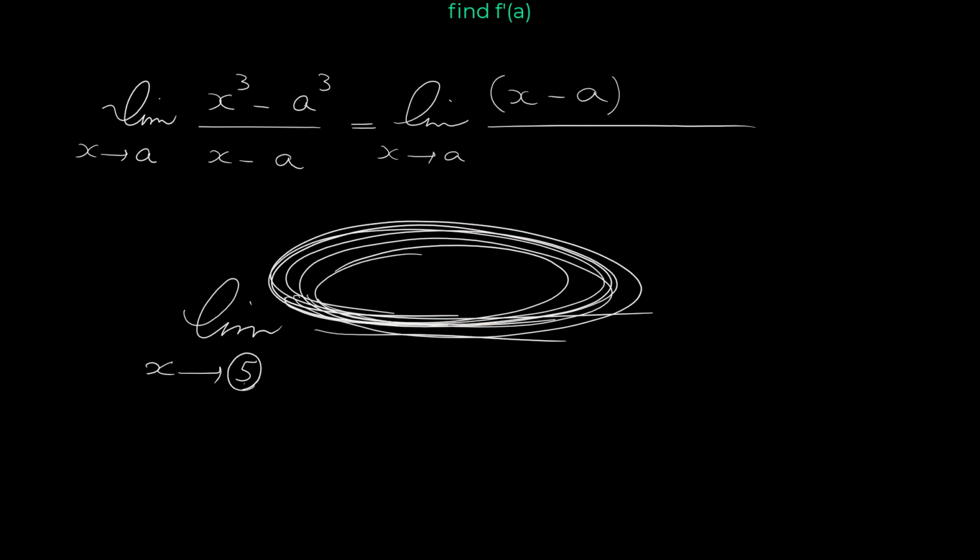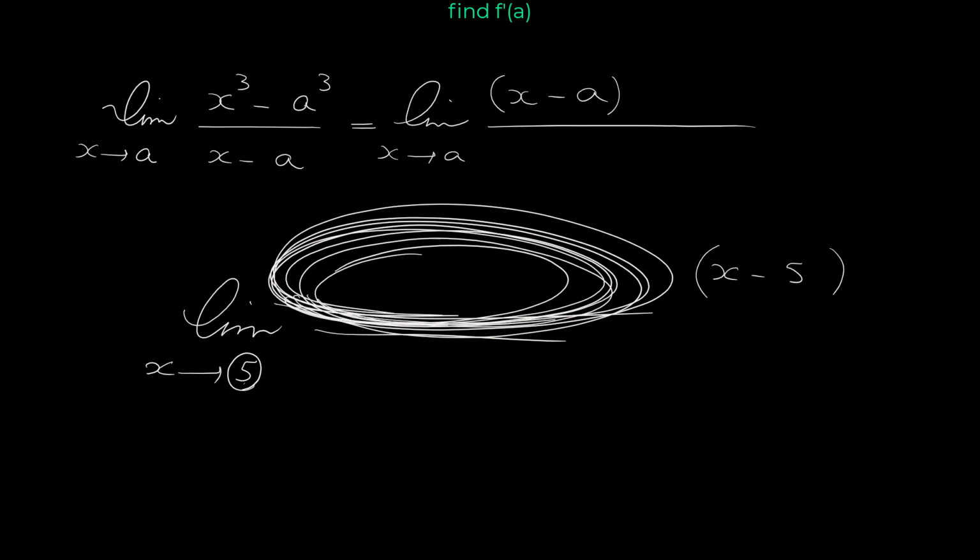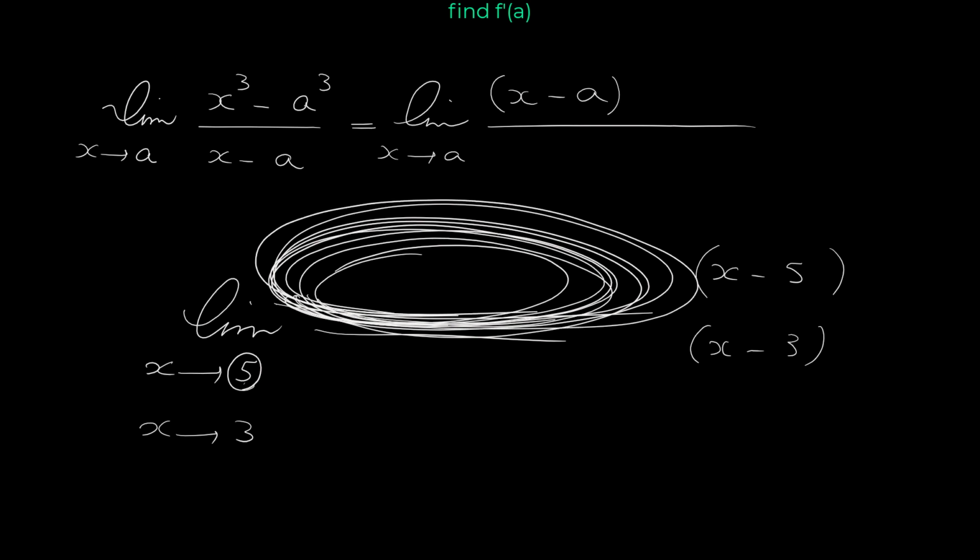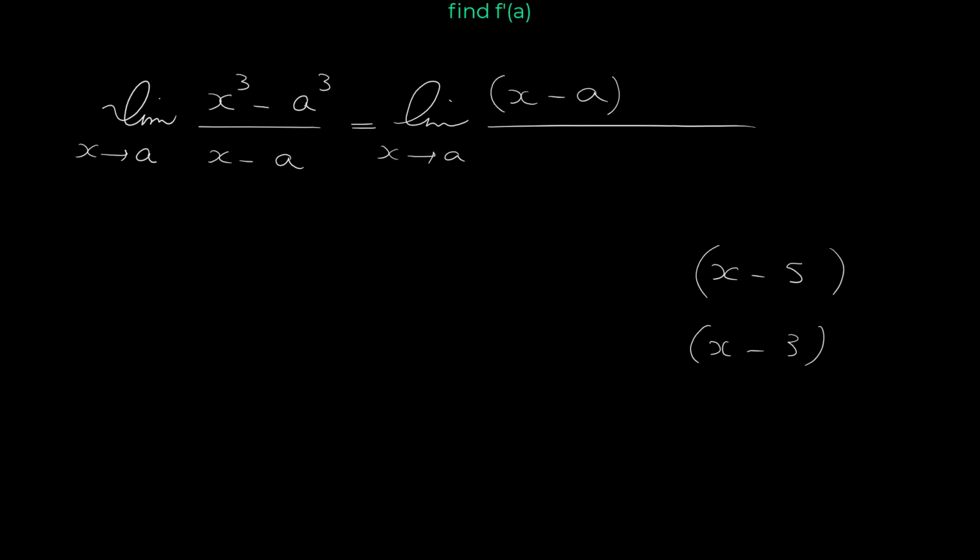When you get 0 by direct substitution, this means that this polynomial, if you want to factor it, has x minus 5 as a factor. Let's say x approaches 3, then this means that x minus 3 is a factor for this polynomial. If x approaches negative 2, then x plus 2, move negative 2 to the left, x plus 2 is the factor for your polynomial.